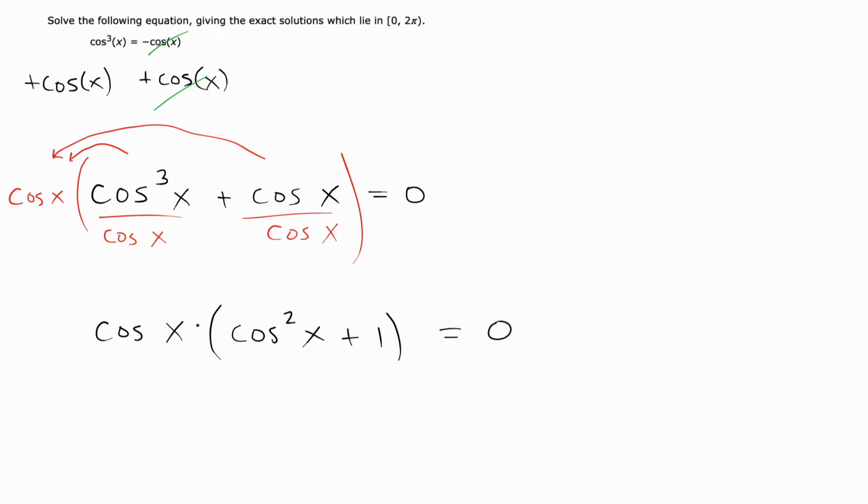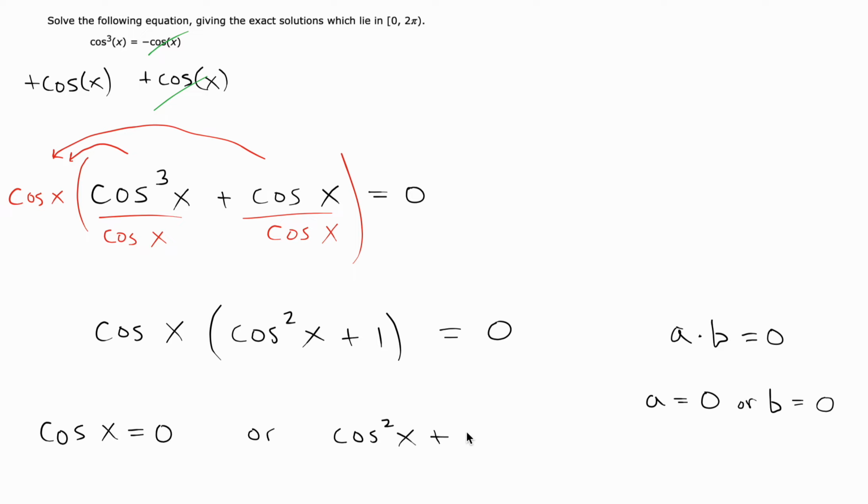At this point, because we have a multiplication of two factors, we can use the zero factor law. Zero factor law says that if you have one thing times another equaling 0, at least one of those things must be 0. So I'm going to apply that here. We'll have that cosine x is 0, or cosine squared x plus 1 is 0.